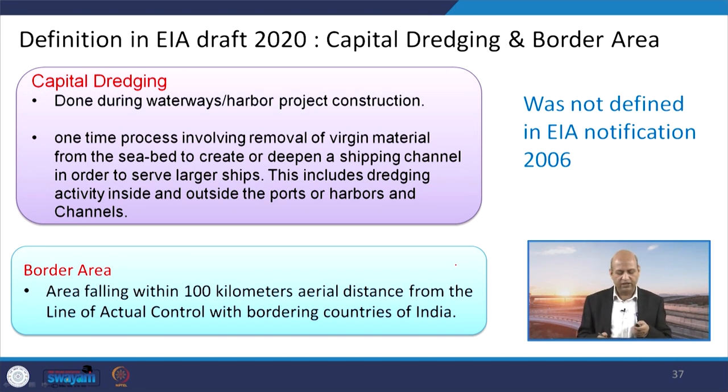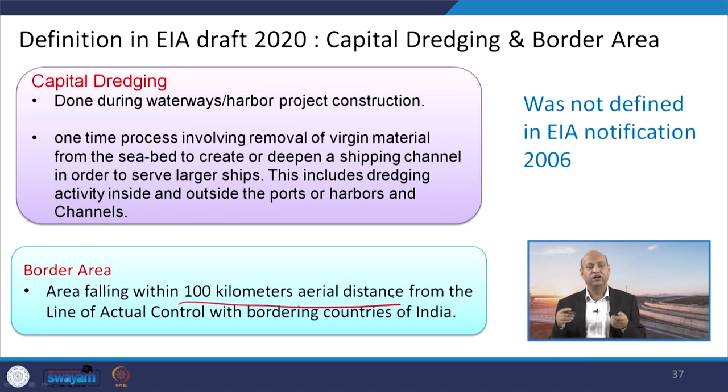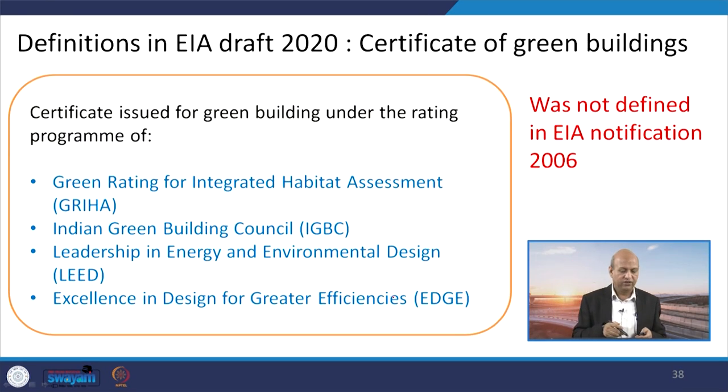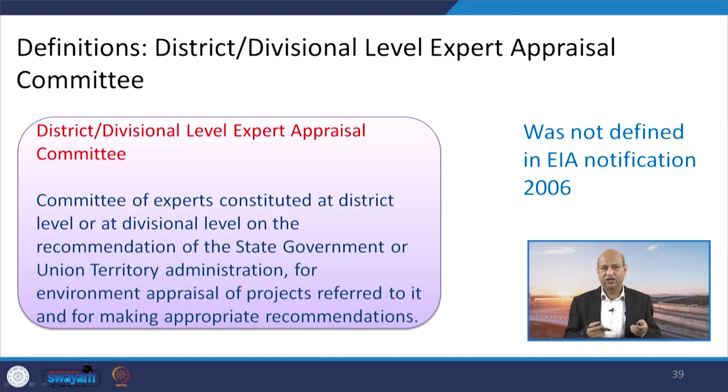Then for border areas, within 100 kilometers, these areas have been defined. Earlier there were debates about which are the border areas, to what distance, something like that. Similarly, green rating for integrated habitat assessment, GRIHA, Indian Green Building Council, all these certificates which can be issued by those agencies are defined, so that one can flag that my project is so good because it has got certificates from these environment friendly agencies.